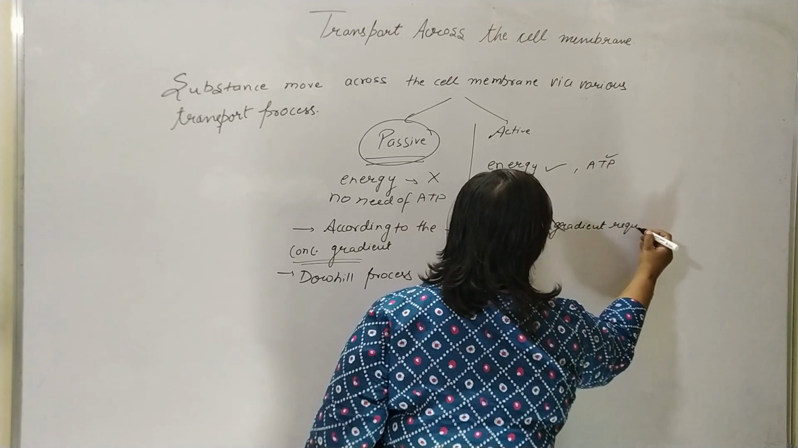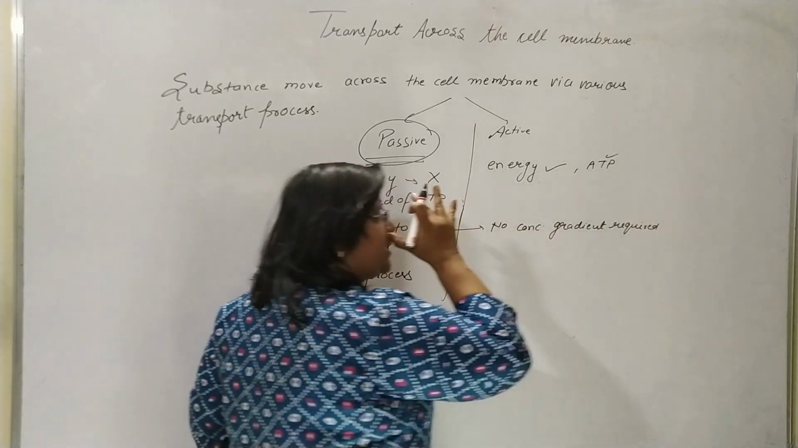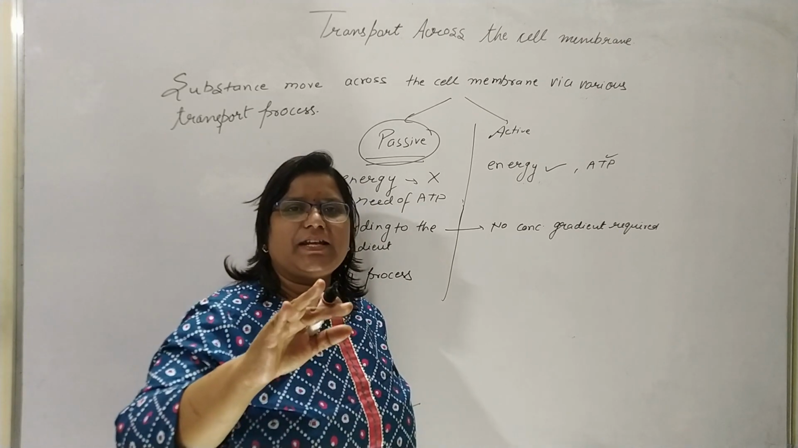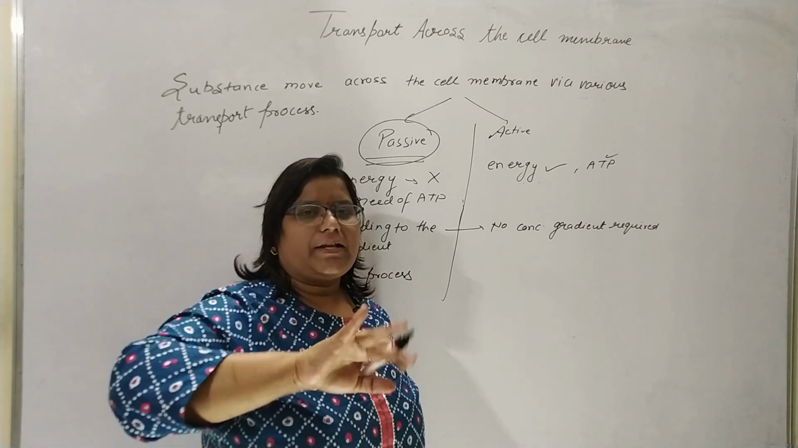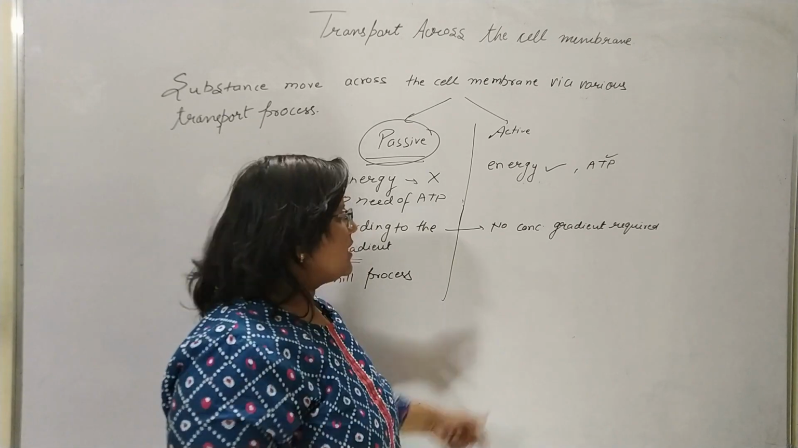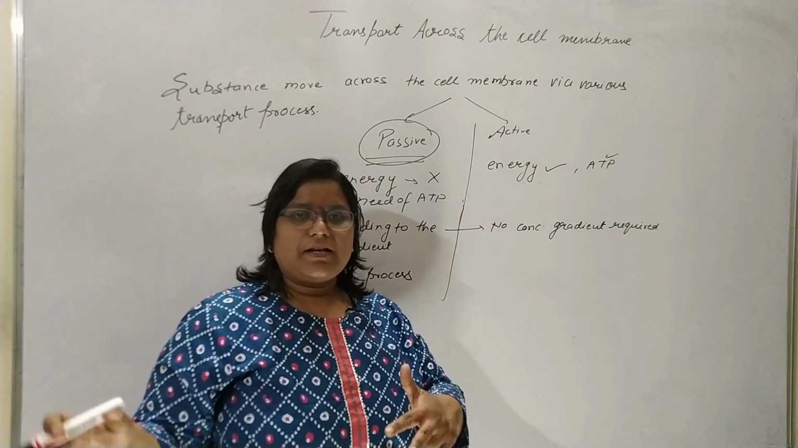In the active process, no concentration gradient is required. Even if there are fewer particles, with the help of ATP, with the help of other energy, we can move the particles against their concentration as well. We will see that in the active process when we discuss it later on.